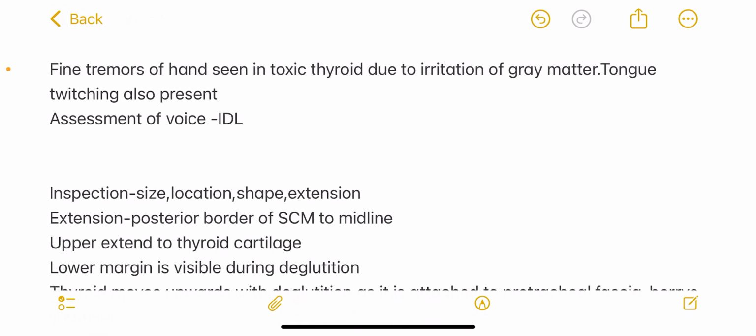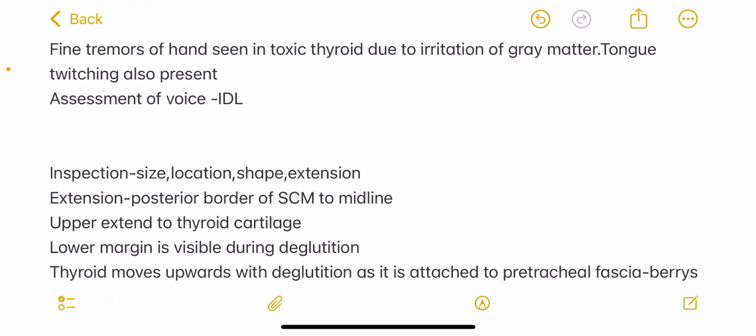First, inspection. Again, the size, location, shape and extension should be mentioned. Extension is usually to the posterior border of the sternocleidomastoid to the midline. Upper extent is up to the thyroid cartilage, and the lower margin is usually visible during deglutition. If the lower margin is not visible, then that means there is retrosternal extension.